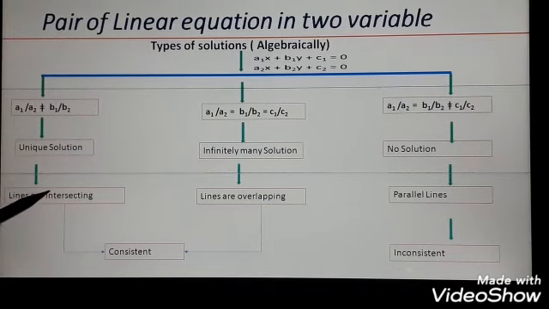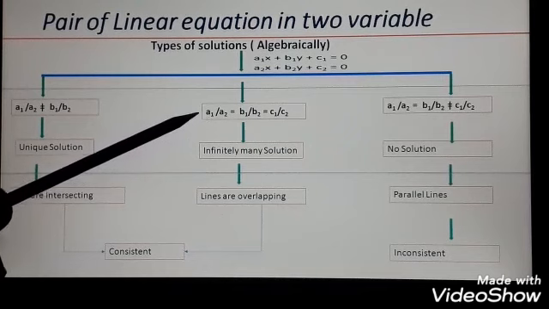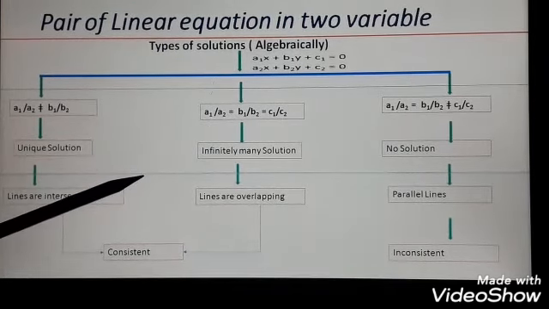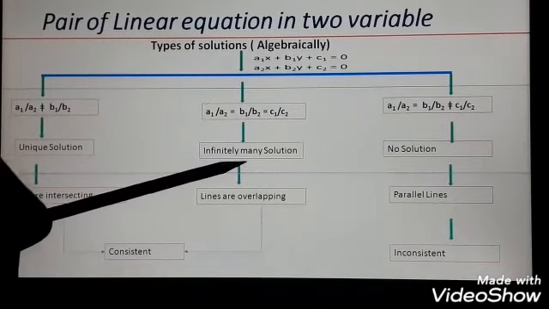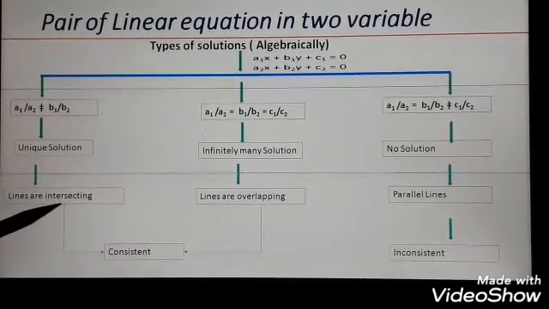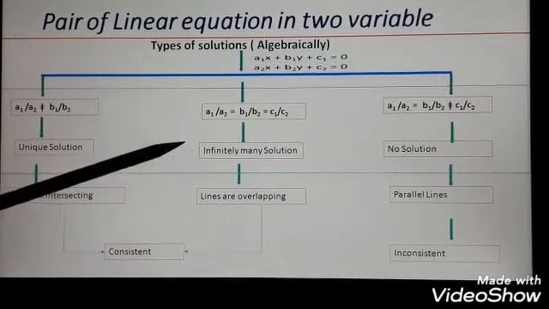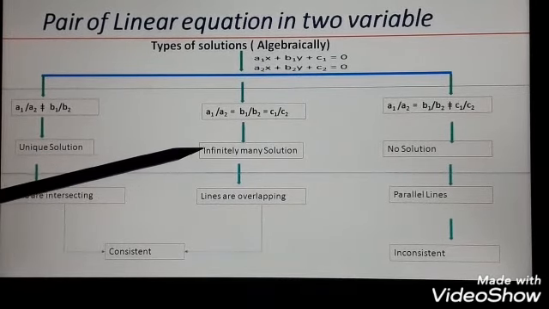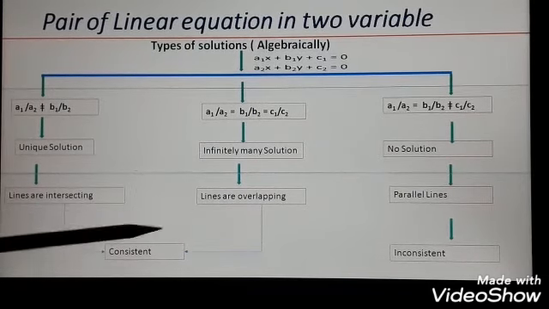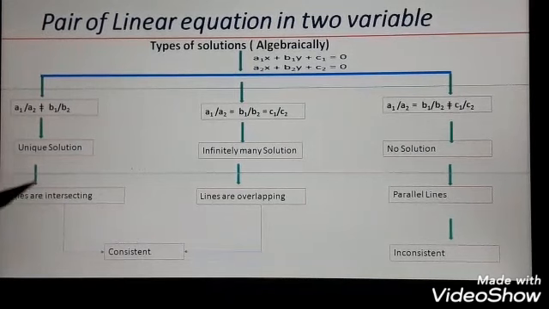Intersecting lines, and they fall again in the bracket of consistent equations. Now if all the ratios a1 upon a2, b1 upon b2, c1 upon c2 are equal, then they'll have infinitely many solutions. The lines are overlapping. We have to connect both the things, infinitely many solutions, and what type of lines we're having? Infinite lines are overlapping, so they also fall in the bracket of consistent equations.